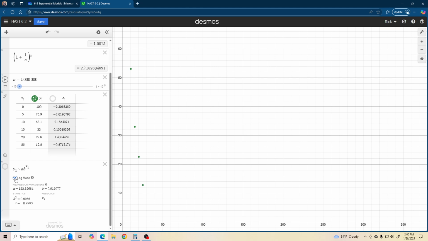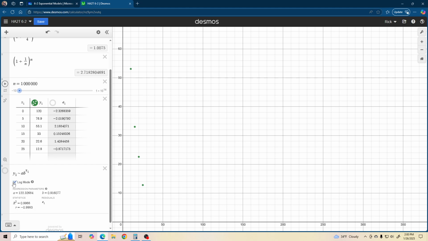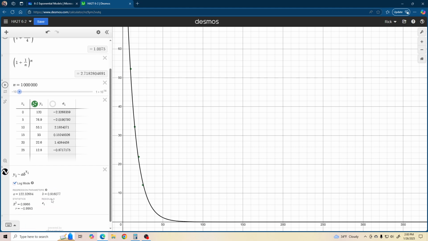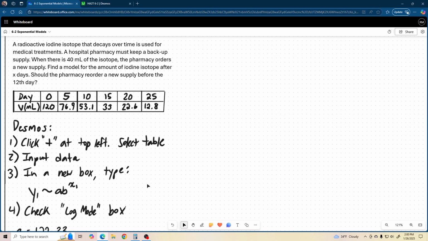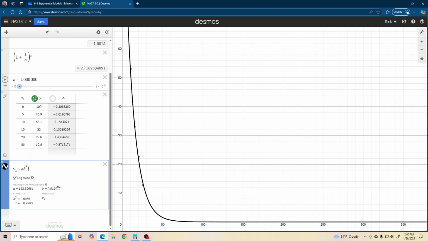And then you want to check this log mode button, okay? Make sure you check this. And now what you're going to do, you don't have to click on this button, but this button will automatically populate, and this will show you the graph. And you'll notice on here, this is specifically what we're looking for, this A value and this B value, because these are what we can use to generate our rule. And that's just the answer, right?